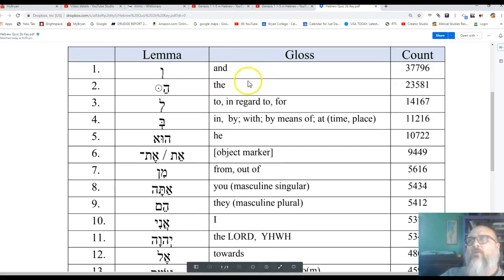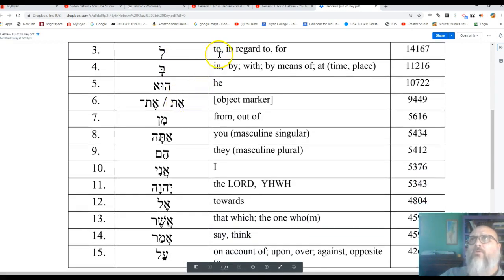So do well to remember. 23,000 times the word "the." So, hey, patah, and if you can, double the next letter. That's how you say the word "the." How do you say "to"? Well, that's le, 14,000 times. It's joined to the word it modifies. Be is in, Bereshit bara Elohim, occurs 11,000 times.